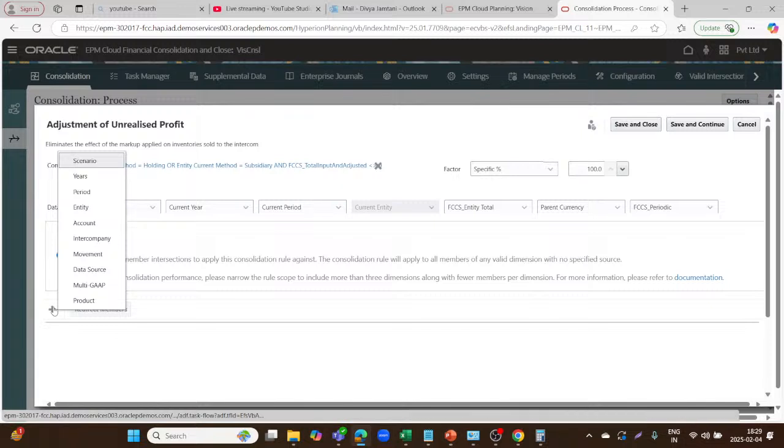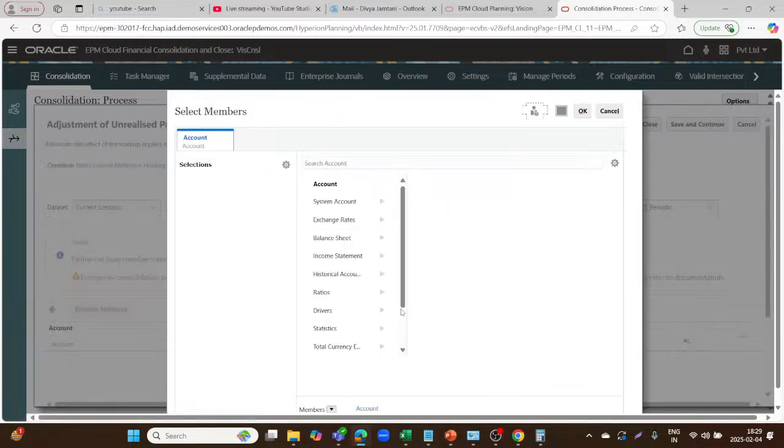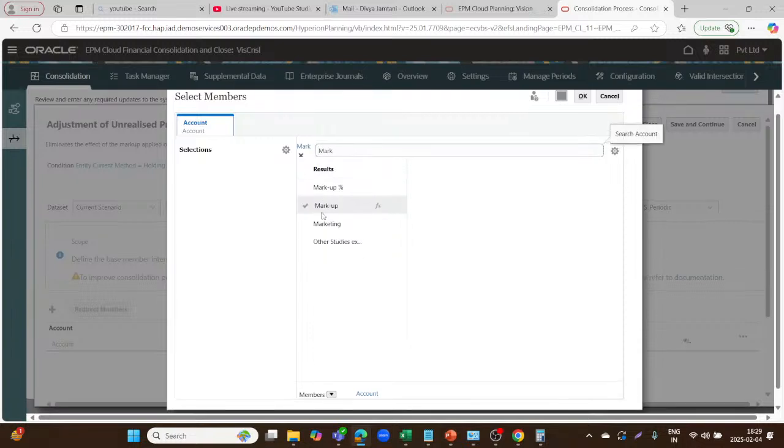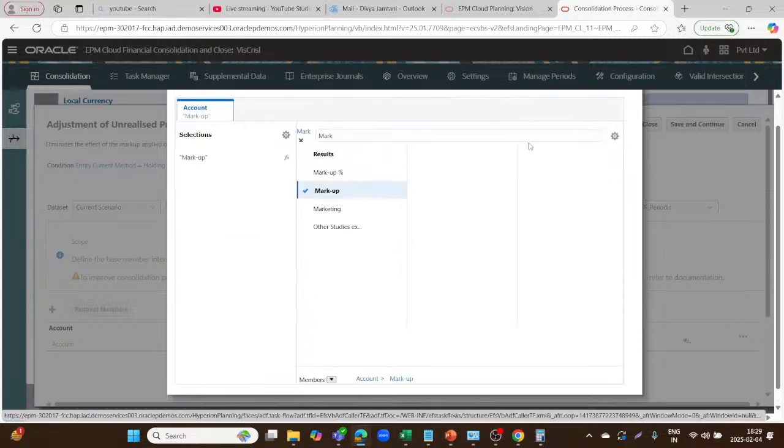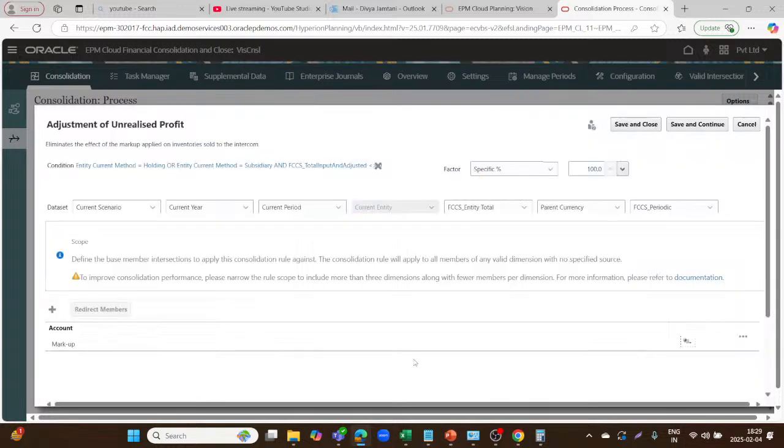Now we'll pick the remaining dimensions, that is, we'll pick account. I'll define the member for the account as this is my markup account which is created. So for the account I am trying to enter, because we want to remove this markup amount that has been entered by the holding company, we don't want that amount in the consolidated financial statement. So the account I have chosen here is markup.